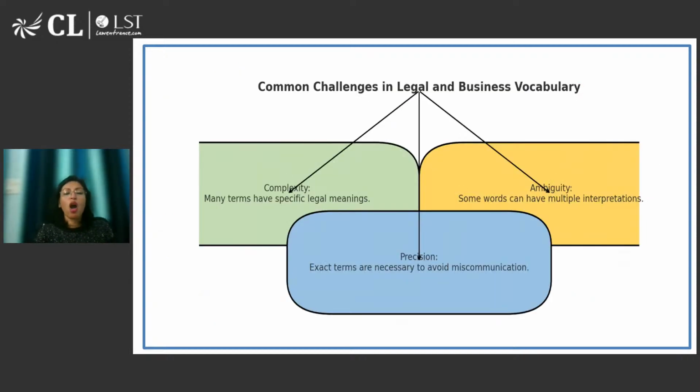All right, now some common challenges in legal and business vocabulary. Of course, the complexity, they have very specific words, specific meanings. You have to know them, right? If you don't know them, it doesn't work. So therefore, that is the difficult thing. So learn. They're ambiguous. Some words can have multiple interpretations. Yes, but if you don't learn them, you cannot learn them. So therefore, please start learning. Precision. Exact terms are necessary to avoid miscommunication. So you must know these words very well and keep learning them over and over again.